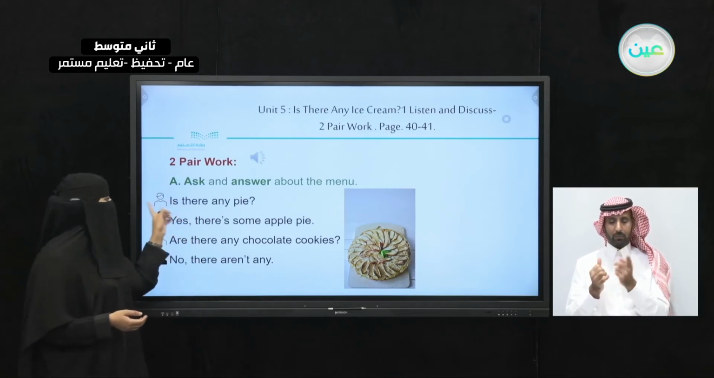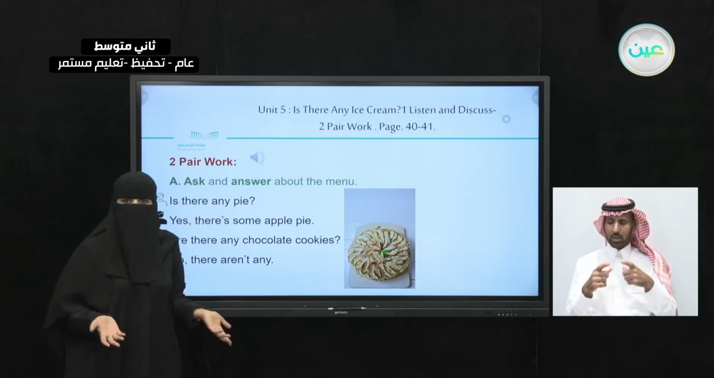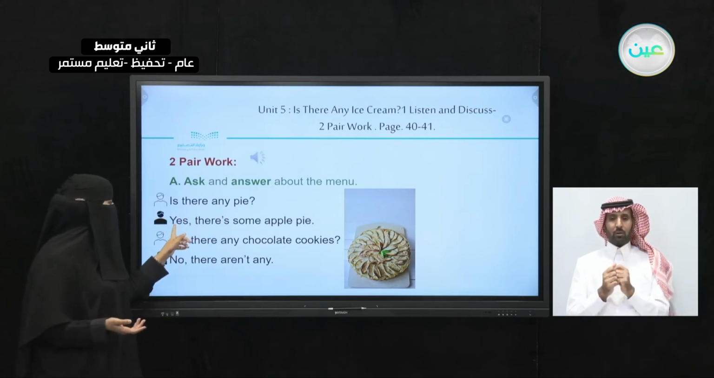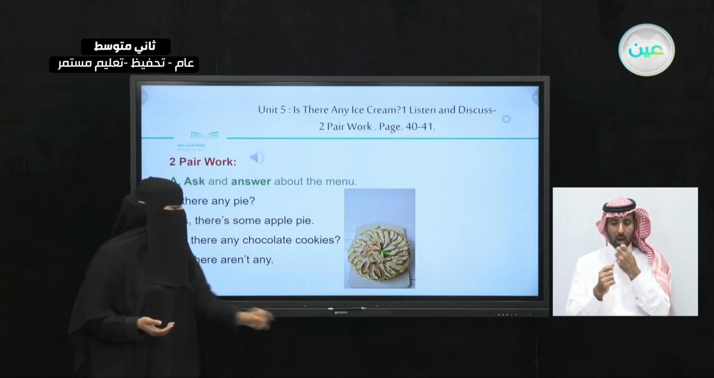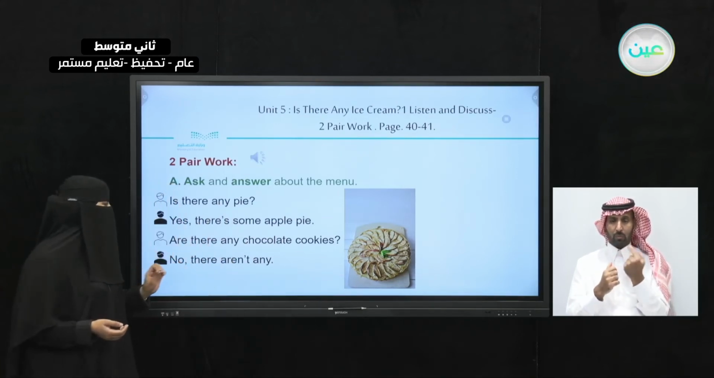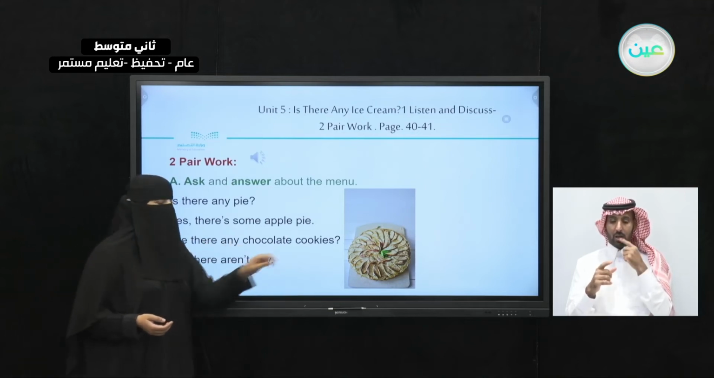The first one is, is there any pie? Is there any pie? So it's a yes-no question. The answer should be yes or no. So actually here, he said, yes, there's some apple pie, just like the pie in the picture. Now, how about in the second question? He also asked, are there any chocolate cookies?